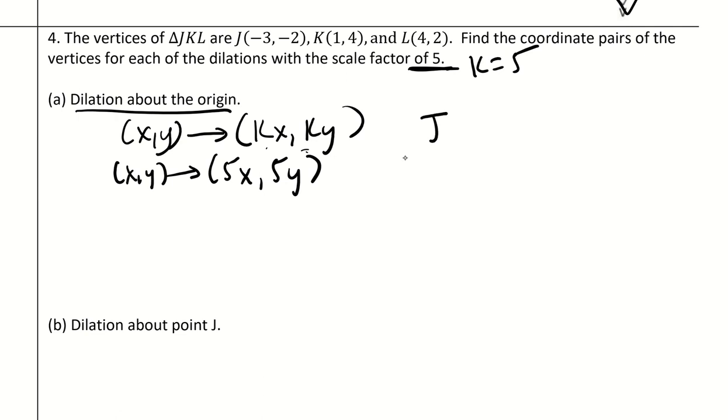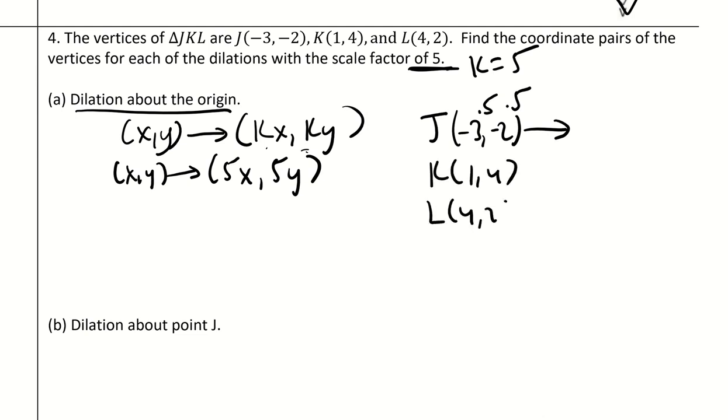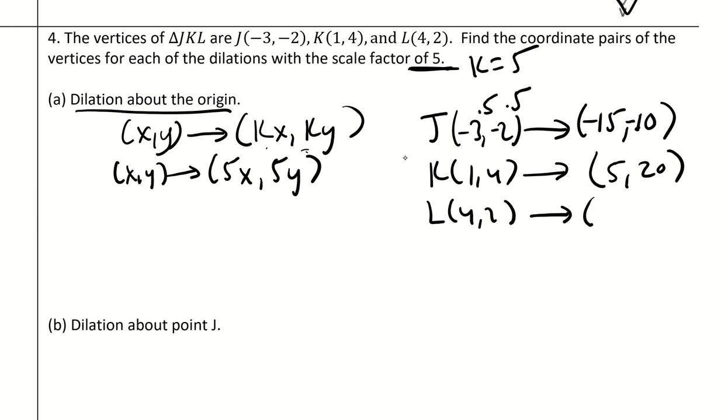Okay, so all we got to do is transform these. If I multiply this by 5 and multiply this by 5, that's what we're going to do for all of them. Negative 3 times 5 is negative 15. Negative 2 times 5 is negative 10. 1 times 5 is 5. 4 times 5 is 20. And then 4 times 5 is 20. 2 times 5 is 10. And that is it for part A.